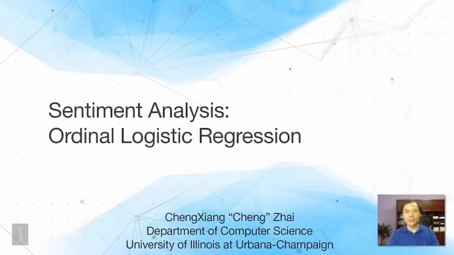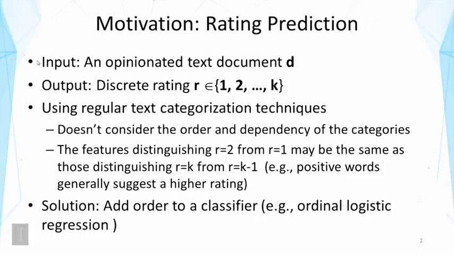This lecture is about ordinal logistic regression for sentiment analysis. So this is our problem setup for a typical sentiment classification problem, or more specifically rating prediction. We have an opinionated text document D as input, and we want to generate as output a rating in the range of 1 through k. So it's a discrete rating, and thus this is a categorization problem. We have k categories here.